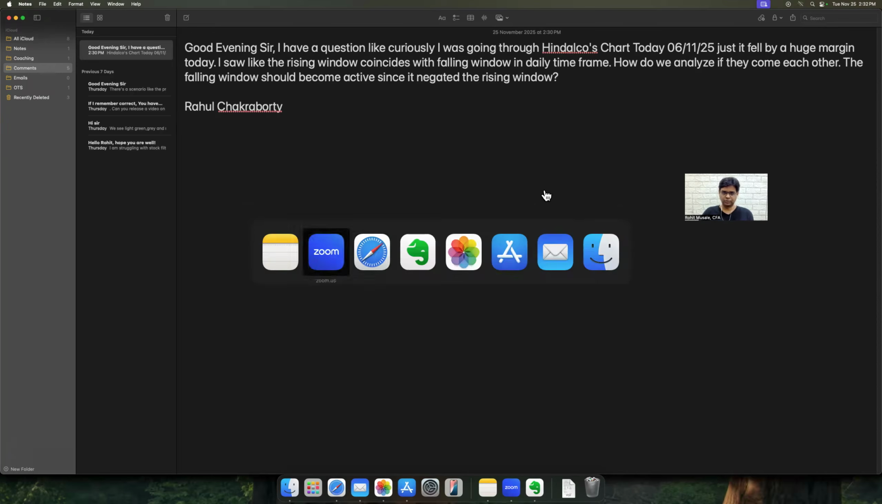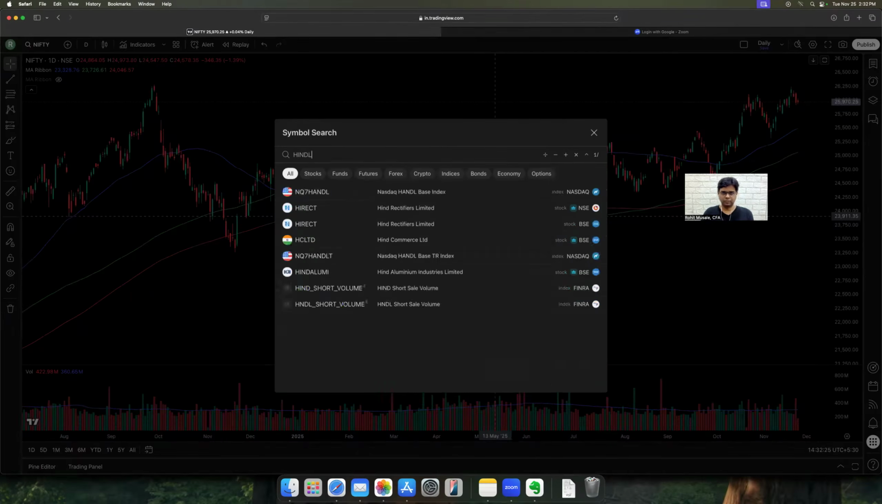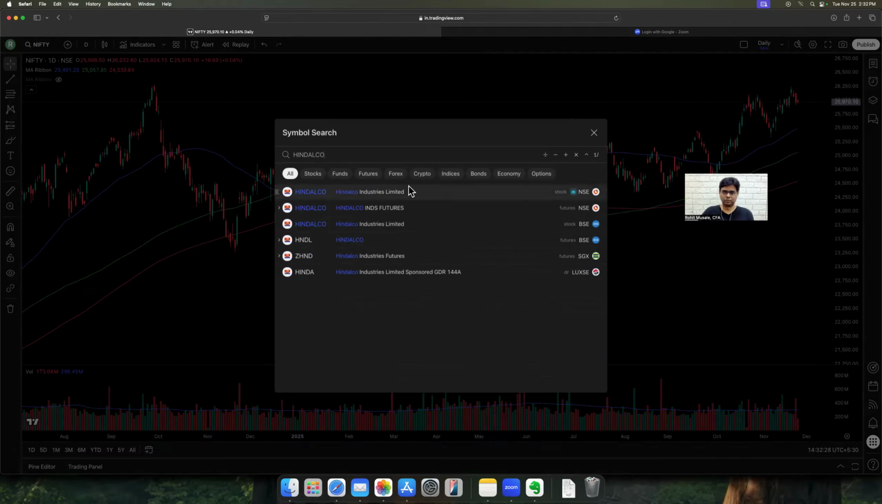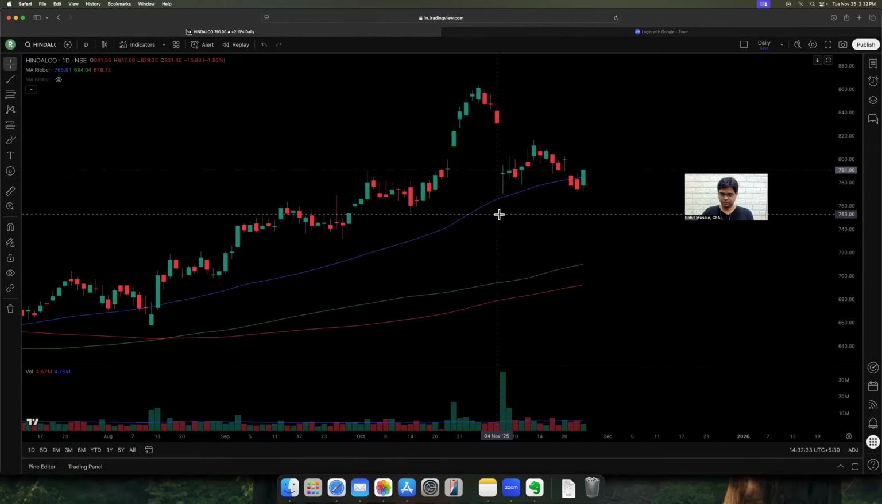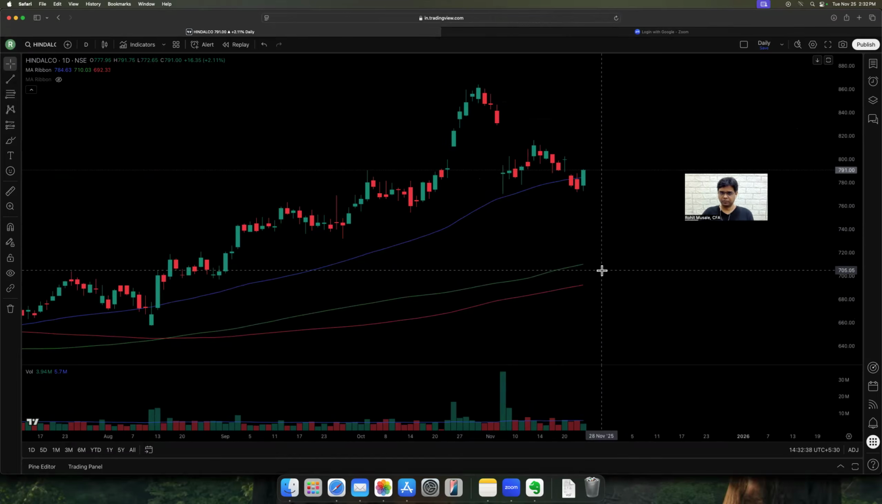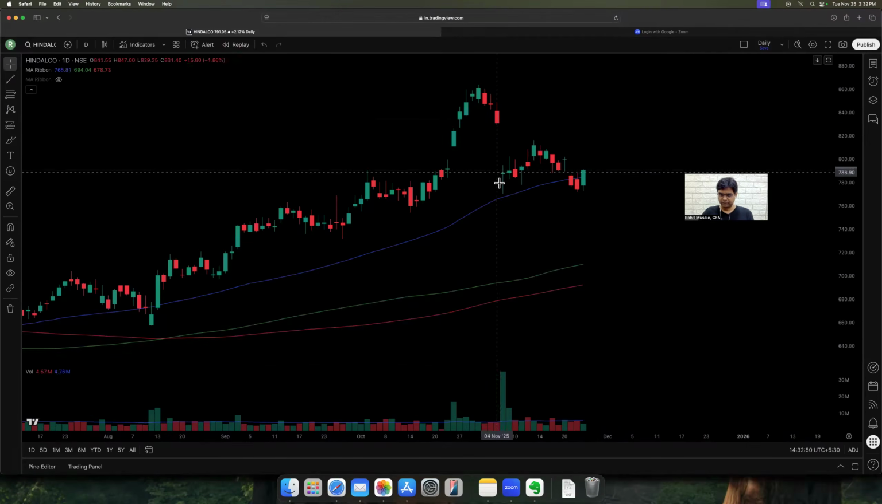So let's go to the Hindalco chart. I'll type Hindalco. This is the chart of Hindalco. So he's talking about 6th of November. Yeah, this is 6th of November. "This huge falling window just fell by a huge margin today. I saw the rising window coincides with the falling window in the daily time frame." This is important. There is a gap between these two candles that is called the falling window.